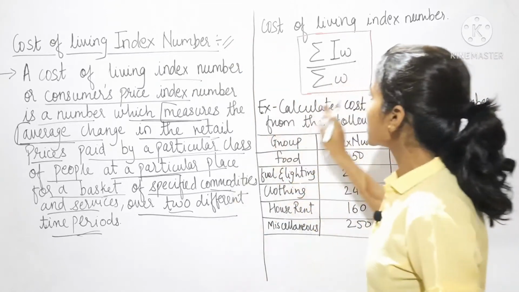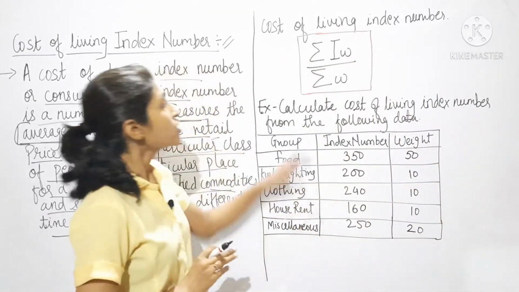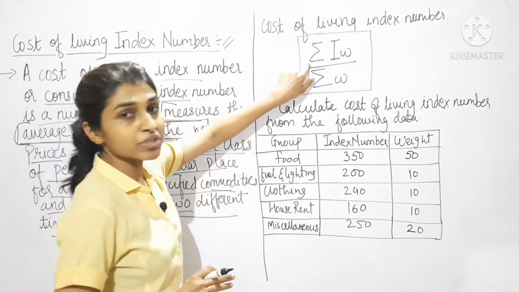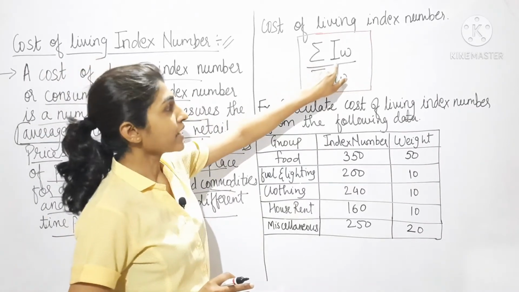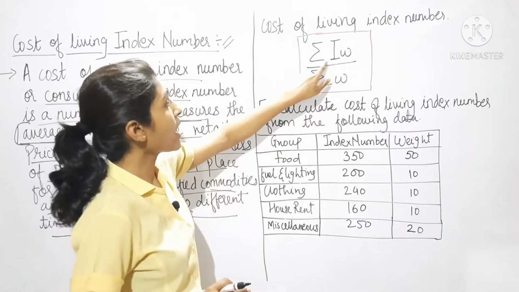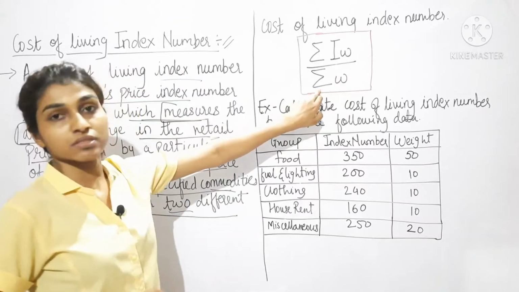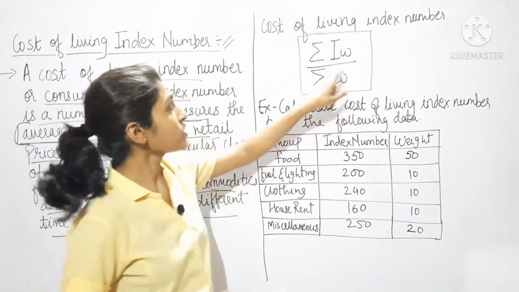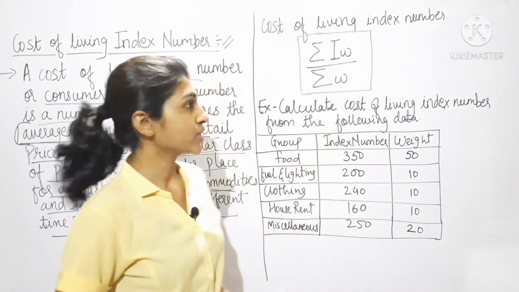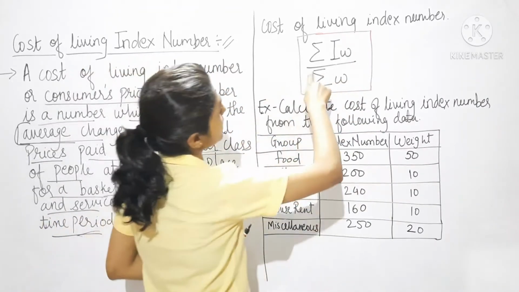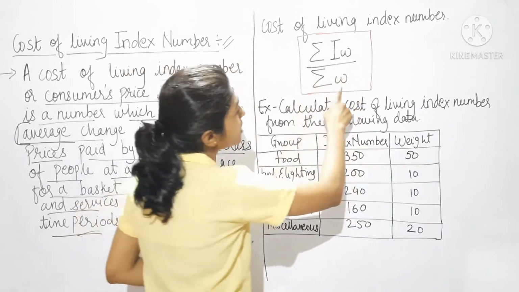Now let's see the formula: how to calculate cost of living index number. So the formula is summation, sigma I W, sigma I capital W small, divided by sigma W. I stands for index number, W stands for weight. So sigma IW divided by sigma W.